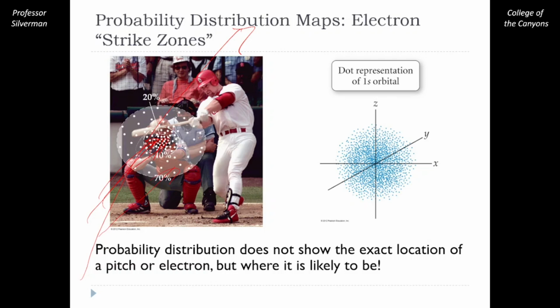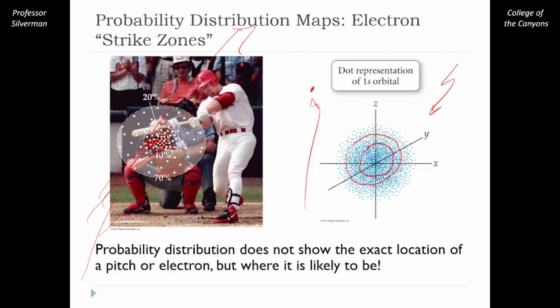One way to do this is by taking a picture of our electron many times. Here, each dot on our picture is one snapshot of our electron, or maybe one pitch that the pitcher throws at the catcher. Most of the time, our electron is close to the center. Occasionally, it's further out. And maybe once randomly, our electron is hanging out really far away from that nucleus. It's not impossible, but it's unlikely.